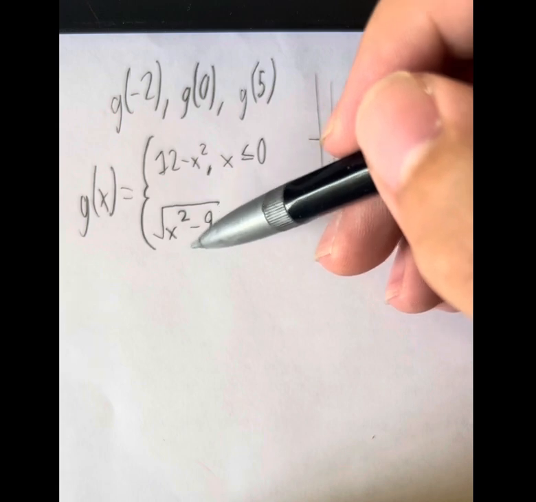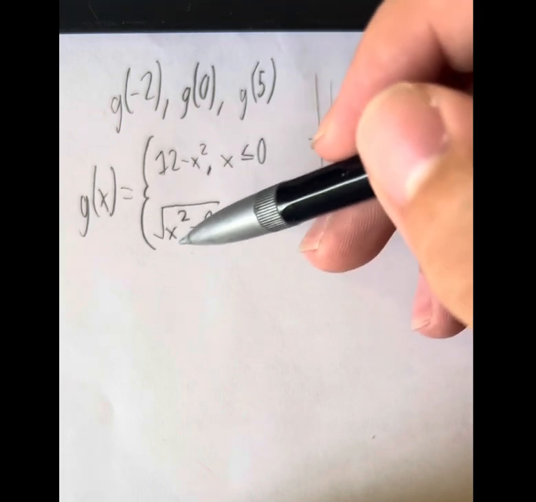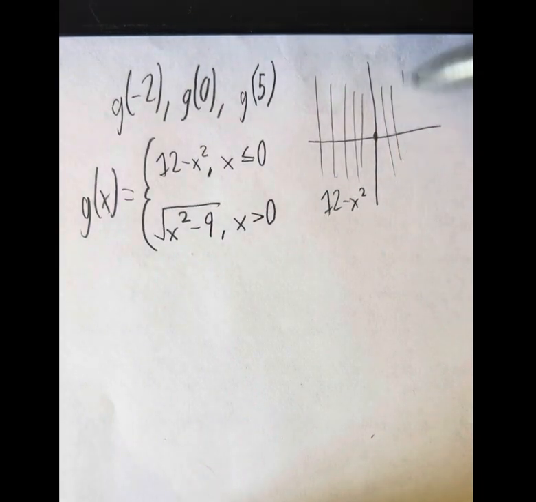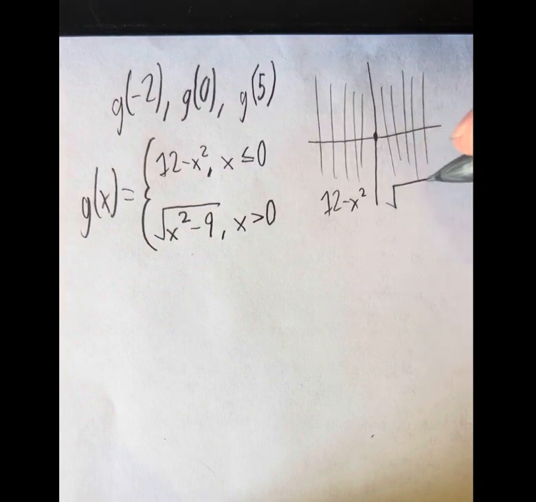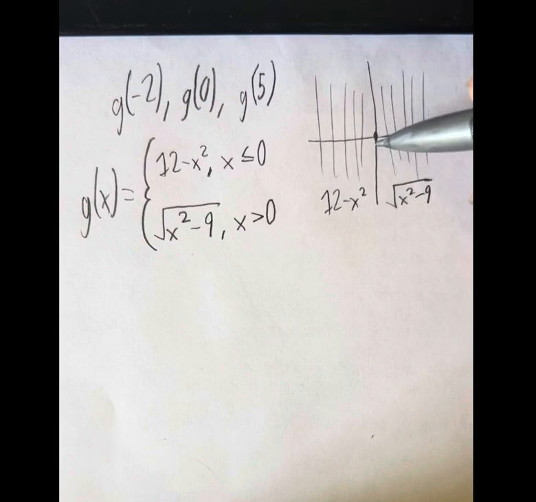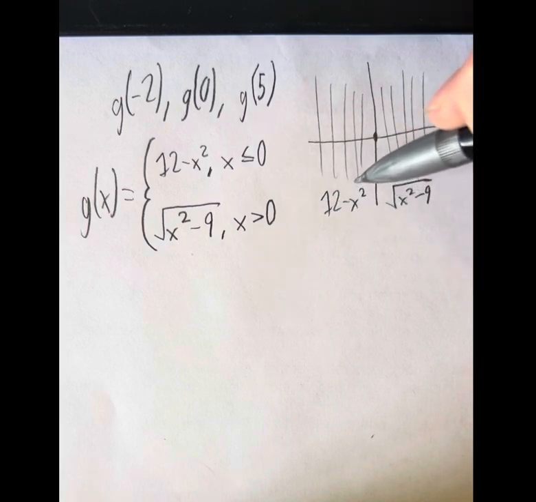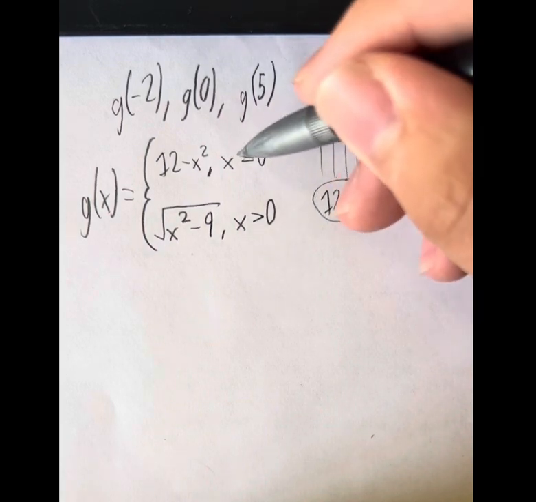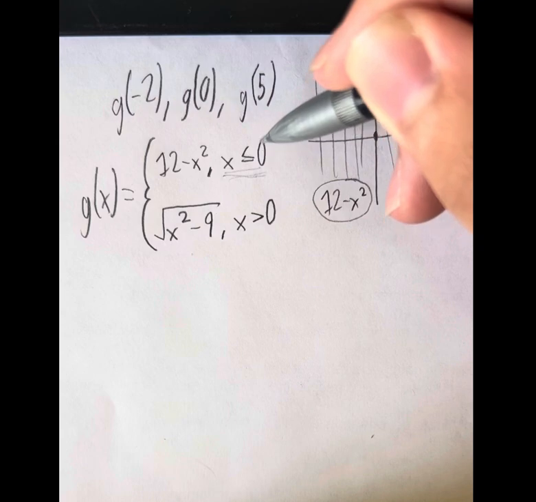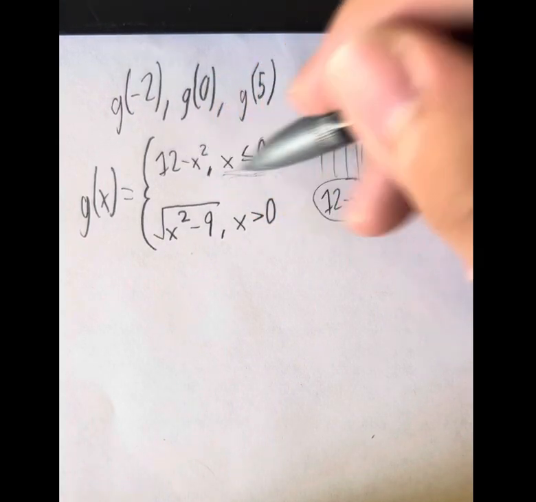Now, as for this equation, the square root of x squared minus 9, when x is greater than 0. So in this area, this would be your equation. And because it's just greater than 0, 0 would not count. You cannot plug in 0 into this equation. Only into this equation, because this is stating that less than or equal to 0, which means 0 could be an input for this equation right here.